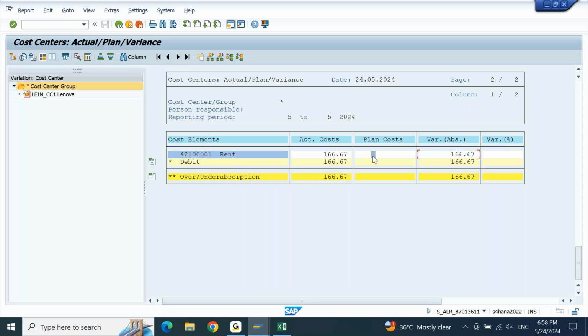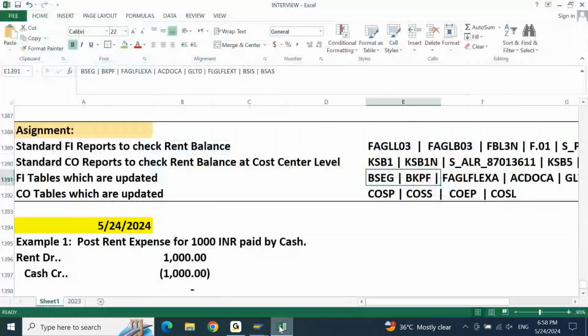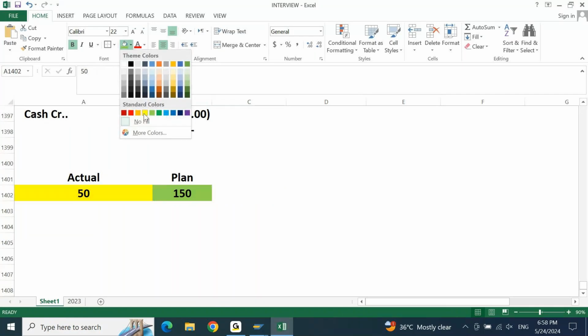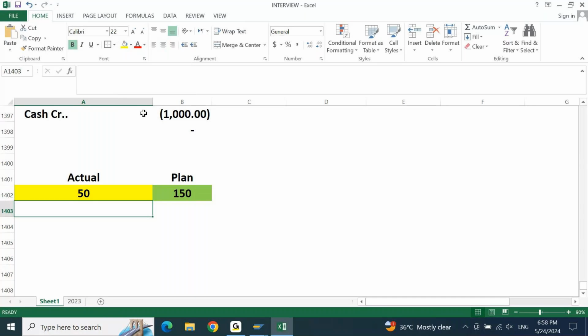Now, when you plan it, you will know that, okay, I have planned 200 rupees. I spent 166. My planned is more, my actual is less. Or the other way around: my planned is less, my actual is more. Any combination is possible. One can be more, one can be less. If I talk about this, situation 1, my plan is 150, actual is 50. Situation number 2, my actual is 200, my plan is still 150.